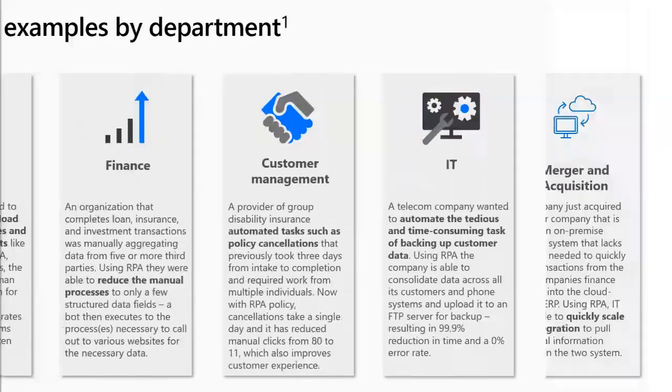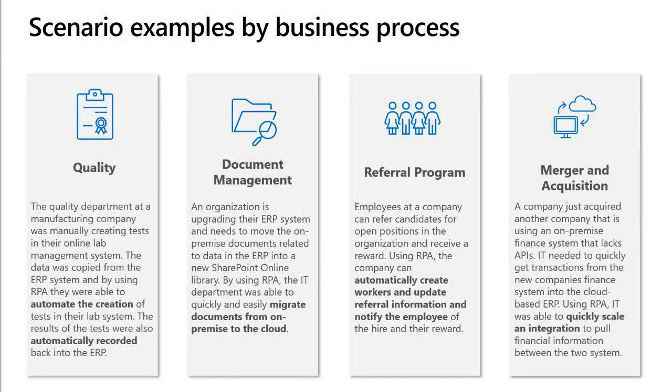So I've also put together a number of scenarios and examples that are more ERP and business process specific. The first one, we have the quality example. The quality department at a manufacturing company was manually creating tests in their online lab management system. This is pretty common in a lot of manufacturing organizations. And that data was really being copied from the ERP system. And by using RPA, they were able to automate the creation of tests in their lab system. The results of the tests were also automatically recorded back into the ERP. So it gave it like a full circle type of scenario there with the quality management.